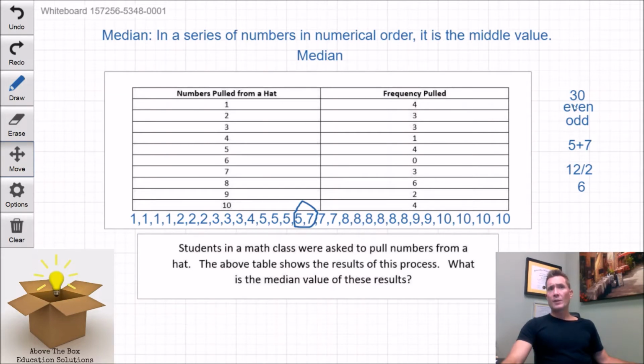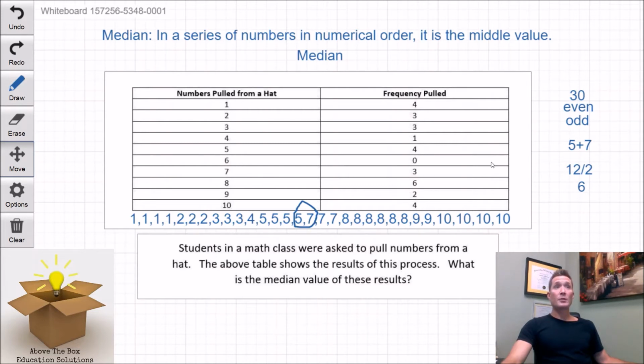Going back to figuring out the total, you knew that there was 30. So in your head, you're like, okay, there's 15 or 16. Let's see what we can do here to figure out where that 15 lies. So if you're doing some mental math, you have 4 plus 3 is 7, 7 plus 3 is 10, 10 plus 1 is 11, 11 plus 4 is 15. Right away, you know that your 15th number is 5.